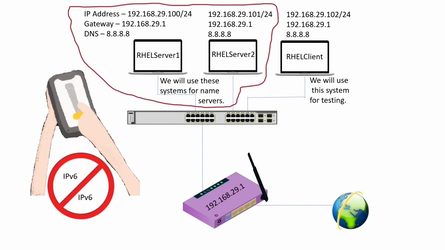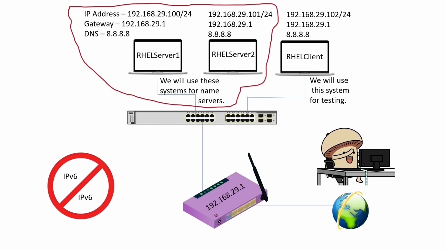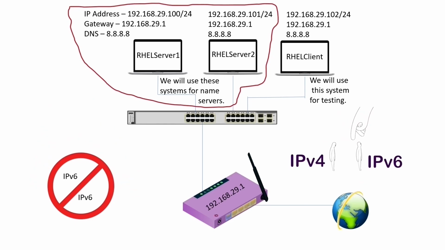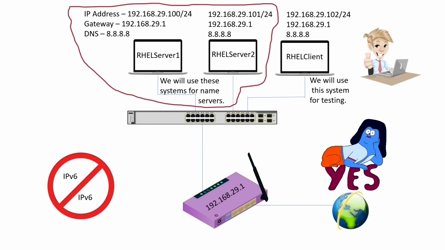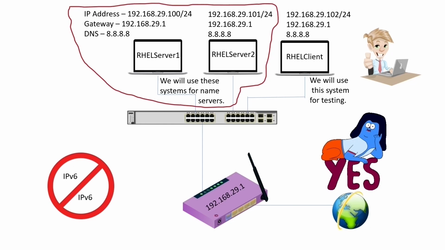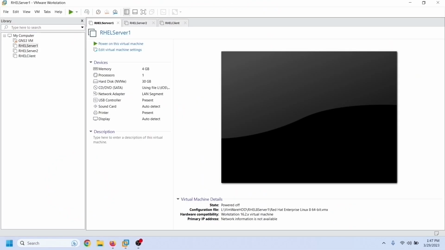Disable IPv6 configuration. To keep this tutorial simple, I will use only IPv4 addresses. The configuration steps for both IPv4 and IPv6 are the same. Access any website to verify the system can access the internet. Let's perform these steps in our virtual lab.